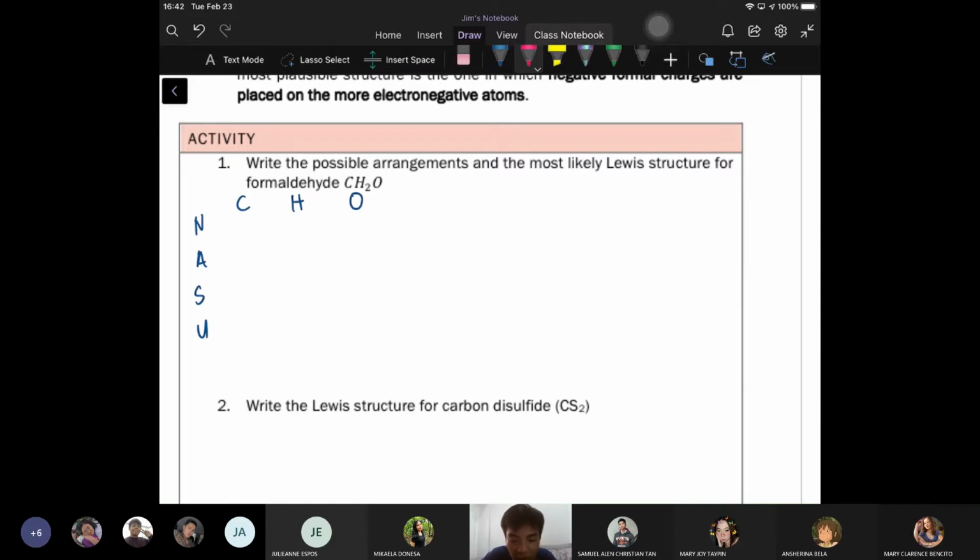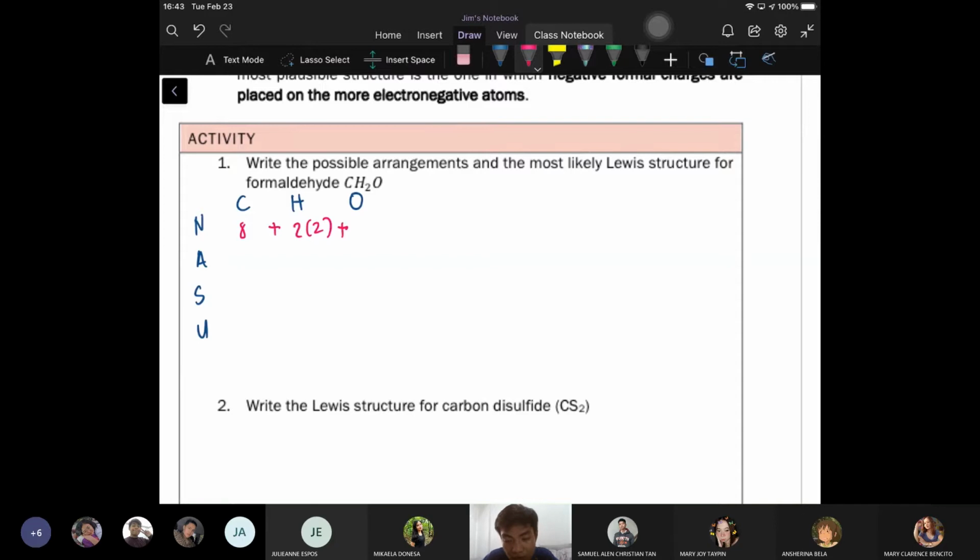Hence, it must follow the octet rule. So we must have 8 needed electrons for carbon for it to be stable. Okay? So how about hydrogen? Since hydrogen doesn't have the p orbital, it can only fill up its s orbital. Hanggang dun lang siya sa s orbital. So 2 electrons lang yon, times 2 since we have two hydrogens here.